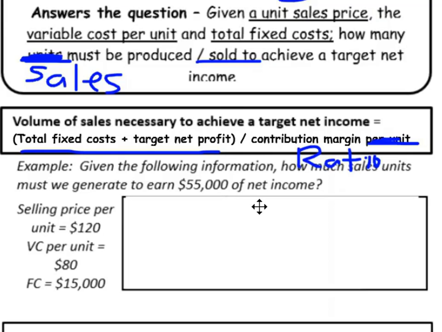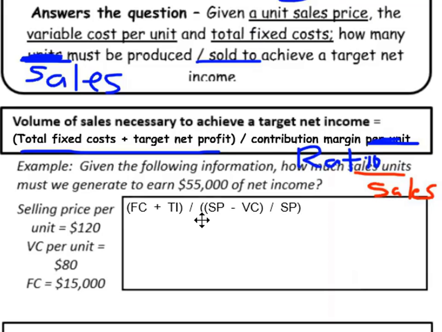Okay, we have an example where it's asking us how many units, and again, that should be how much in terms of dollar sales. Let me change that. How much in sales must we generate to earn a $55,000 net income? So let's take a look at the calculation.